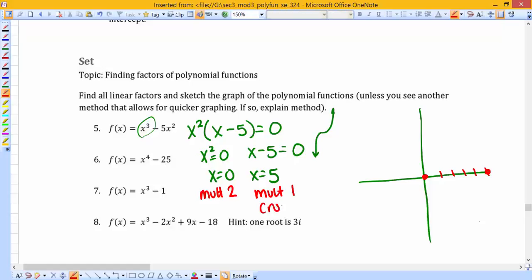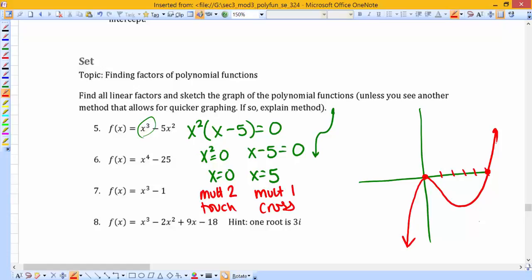Odd crosses. Even touches. So I have to start down. I touch the 0. I go back down. And I go over and I cross the 5. So there is my cubic function. I do not want to see this, you guys. Okay, or a V here. And then this. You have to curve your graph. It's curving. It's a polynomial, smooth and continuous. And that's it. That's all you have to do here.